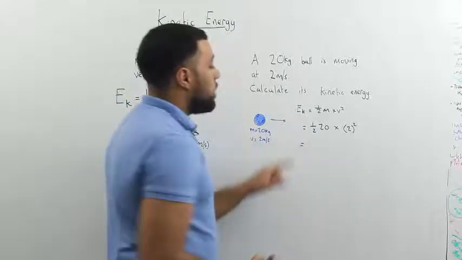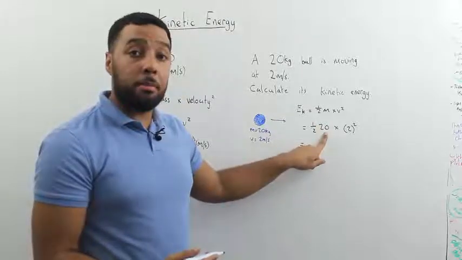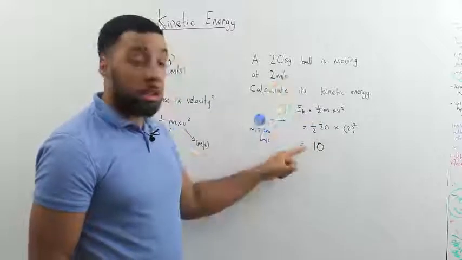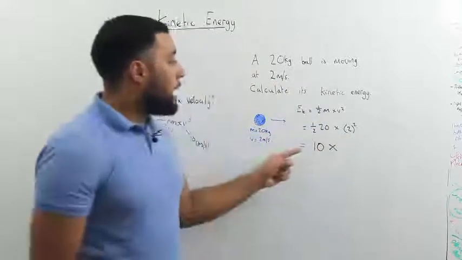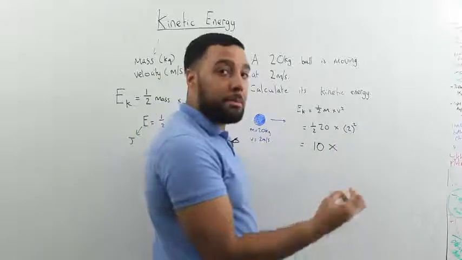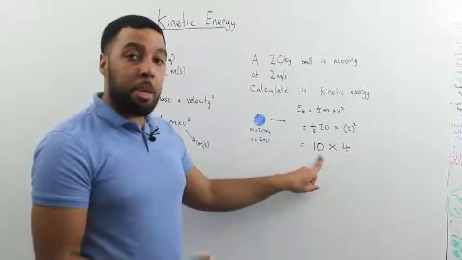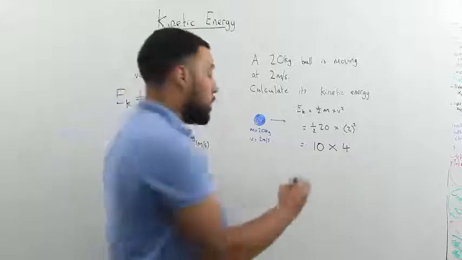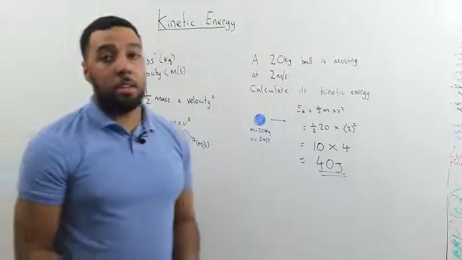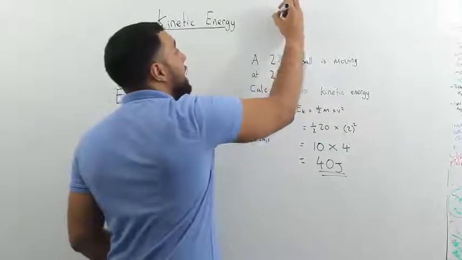So the first thing that I would do is type 0.5, as that's half, and I would times it by 20. That will give me a value of 10. That's half of the mass. And then I would times that by the velocity squared. The velocity is 2, but if I square it, 2 times 2 gives me 4. So I can quite simply now do on my calculator 10 times 4, which would give me 40 joules of kinetic energy.